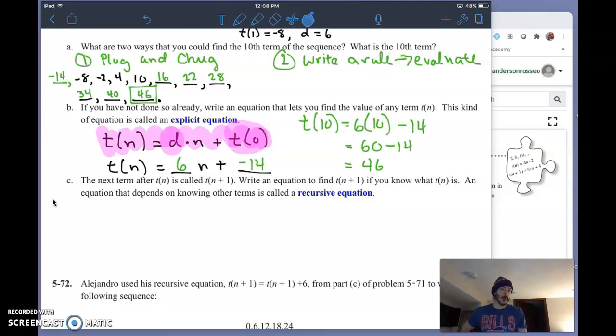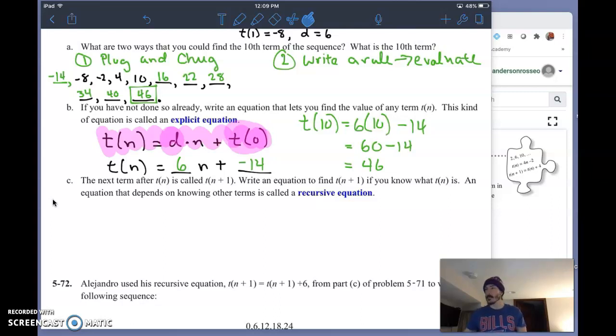Introducing an idea called a recursive equation is what part C is doing. The next term after t of n is called t of n plus 1, where we're taking that n value and adding just one more spot to it. Write an equation to find t of n plus 1 if you know what t of n is.